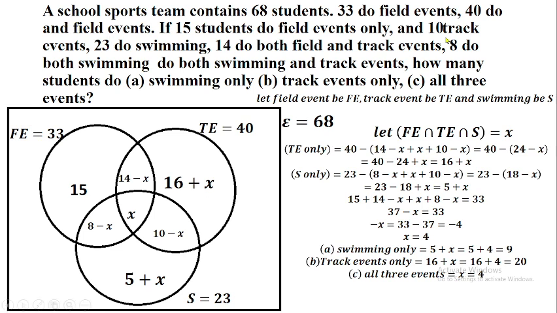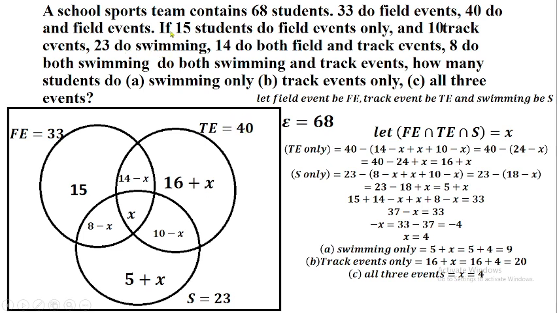And 40 do track events. Sorry, there's a mix up here. This is 40 do track event, not field event again. Another typographical error. 40 do track event. So let TE be track event. So there are 40 elements in track event.